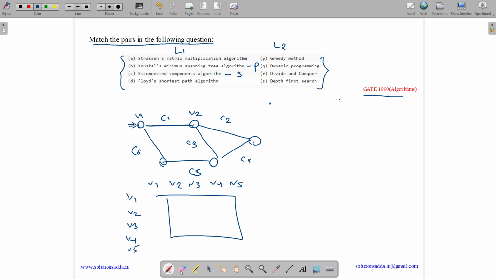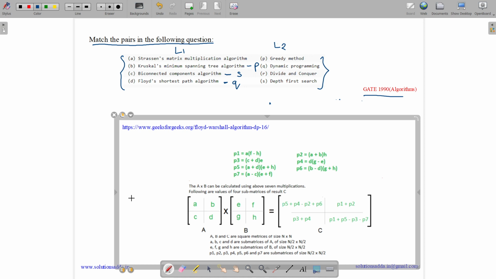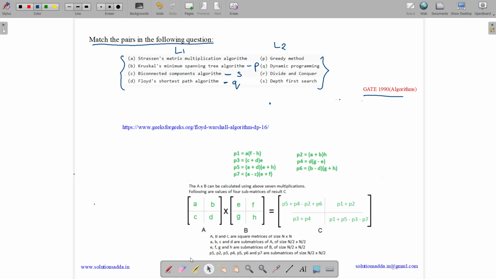It is basically done using dynamic programming. I will give you the link which you can refer to for the code for the dynamic programming solution of the Floyd Warshall algorithm. So Floyd Warshall is based on dynamic programming. This is the link. You can refer to this link and you will get to know how it is related to dynamic programming. It's a GeeksforGeeks link which gives the Floyd Warshall algorithm DP solution.